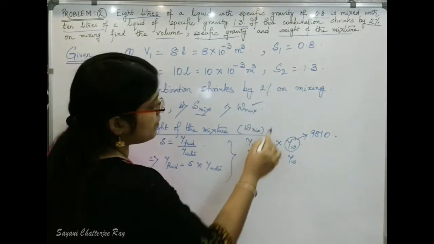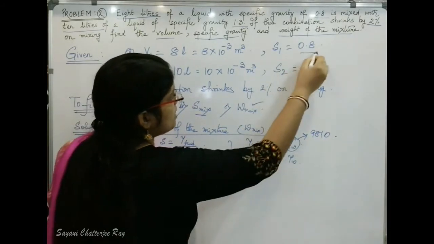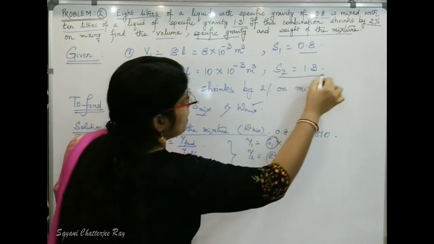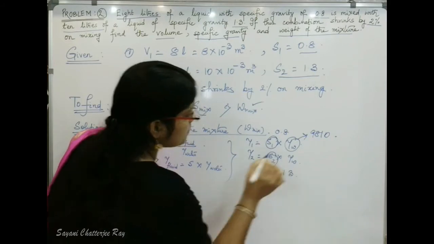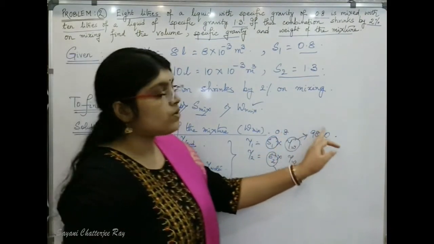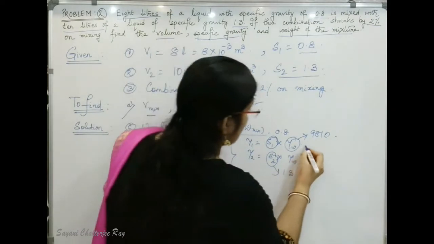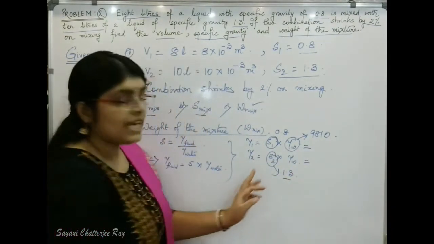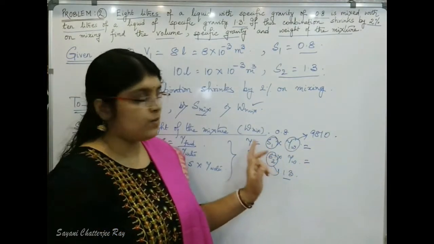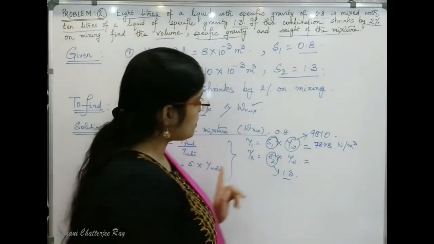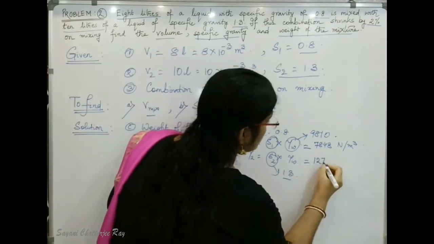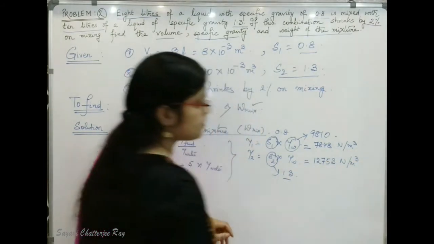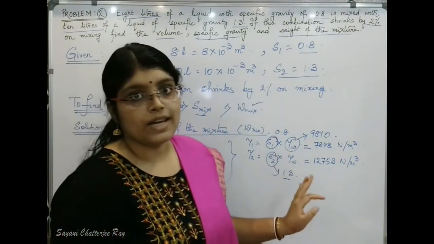Okay. So now you can see from the given data that S1 equals 0.8 and S2 equals 1.3. So simply multiply 0.8 into 9810. So you will get gamma 1, and 1.3 multiplied by 9810, you will get gamma 2. So gamma 1 equals, and gamma 2 equals, so we have found out gamma 1 and gamma 2.